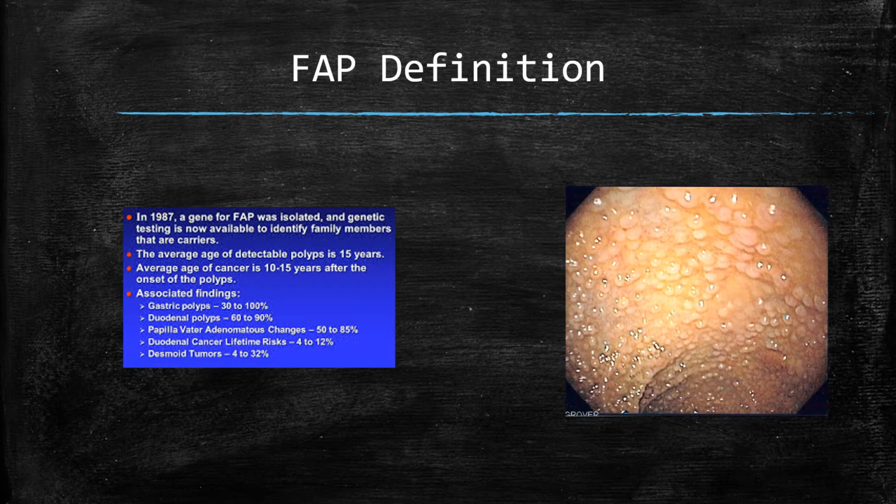Since the APC gene affects every somatic cell, it's not surprising that there are multiple other associated problems with FAP. Gastric polyps are very common and fortunately are benign. However, duodenal polyps are also common, but these are true adenomas, and these patients have a high risk of duodenal cancer over their lifetime. In fact, duodenal cancer is the second most common reason for death in this patient population. Colon cancer, of course, being the first. These patients also develop desmoid tumors.